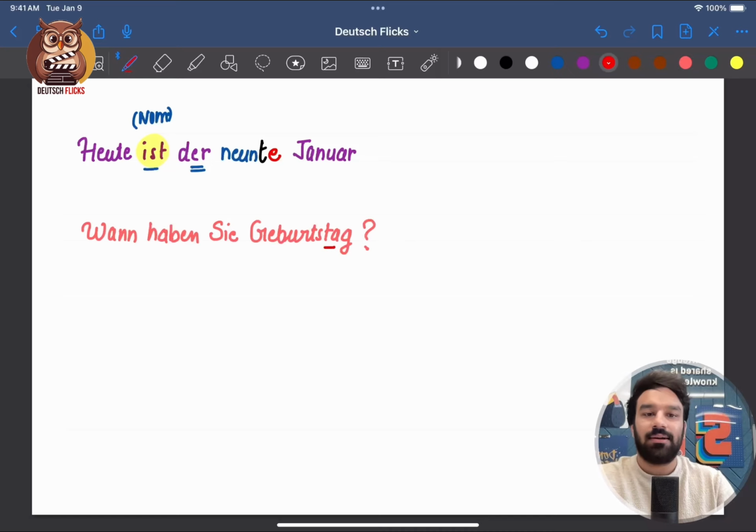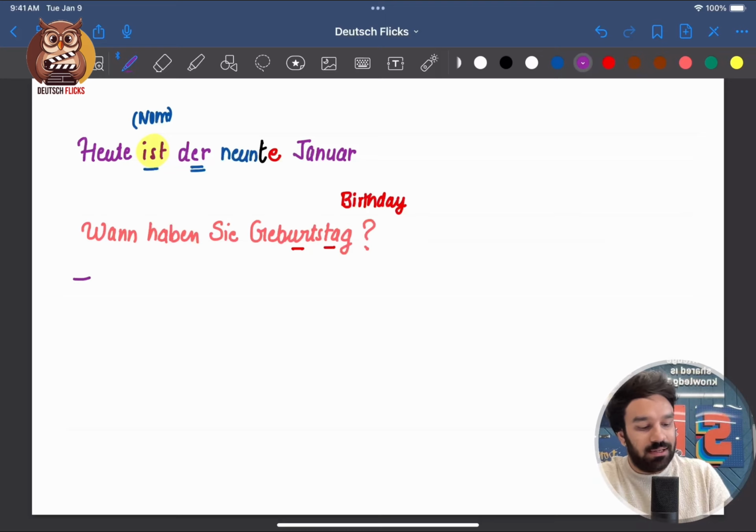Tag means day. Geburt means birth. So Geburtstag means birthday. Wann haben Sie Geburtstag means when do you have birthday. So we will answer this by saying Ich habe Geburtstag. I have birthday. Ich habe Geburtstag.